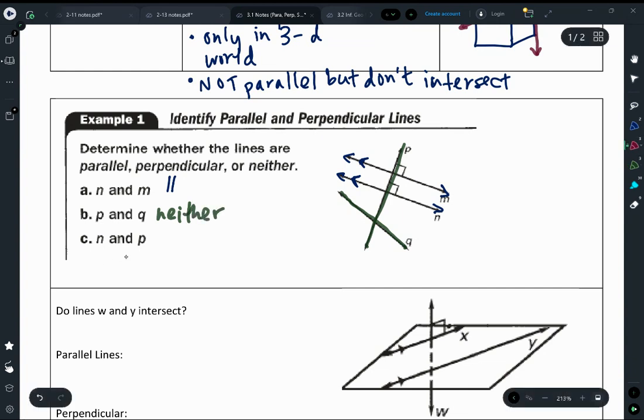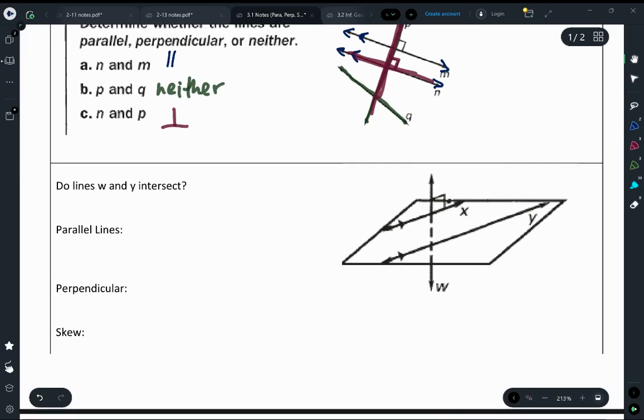For the last one, they're asking about N and P. So here's P. Here's N, and I can see the box where those two intersect, which means they cross at right angles, which means they are perpendicular. So put your perpendicular symbol on that one. You could write out the words, but doing the symbols is going to save you a lot of time and it'll help you learn them too.